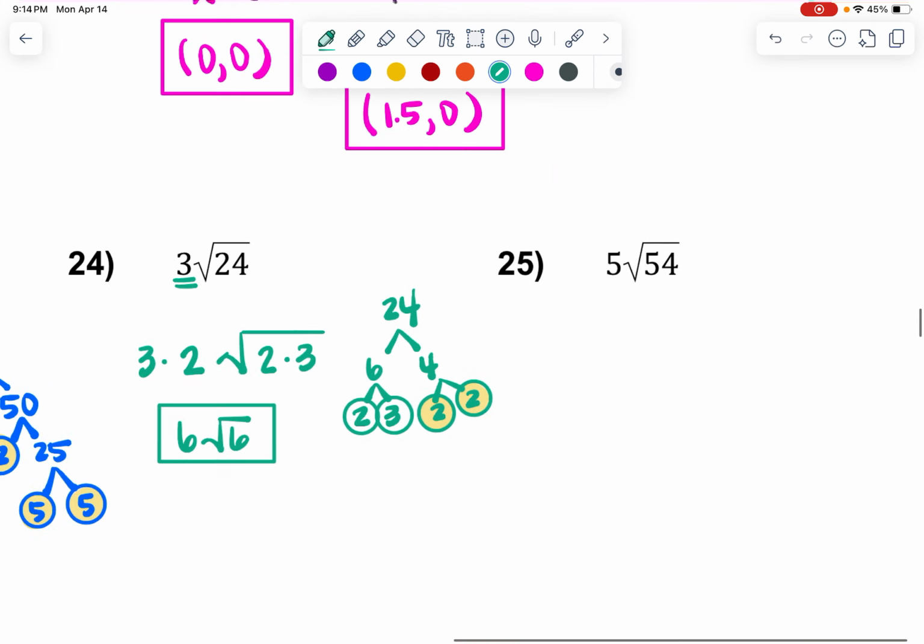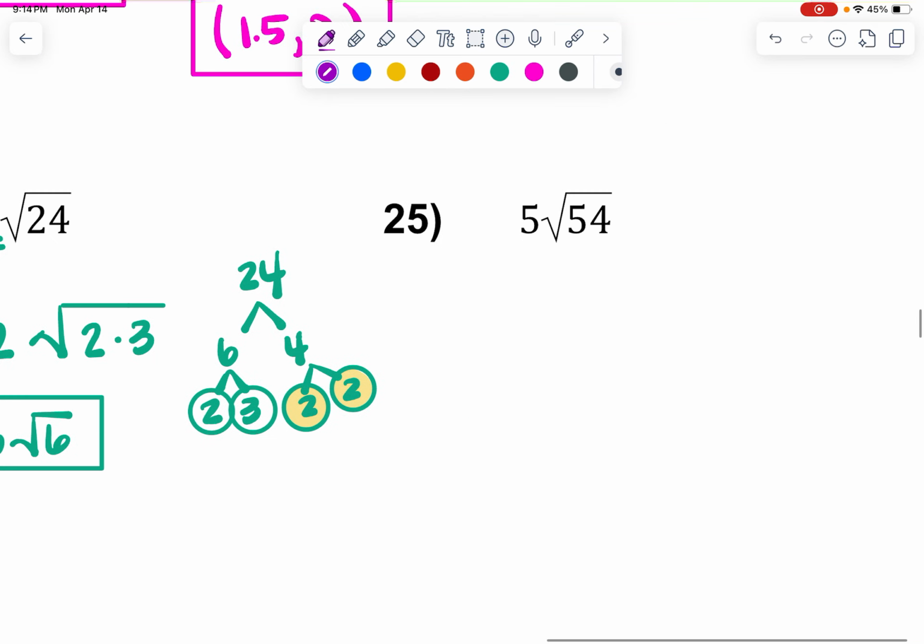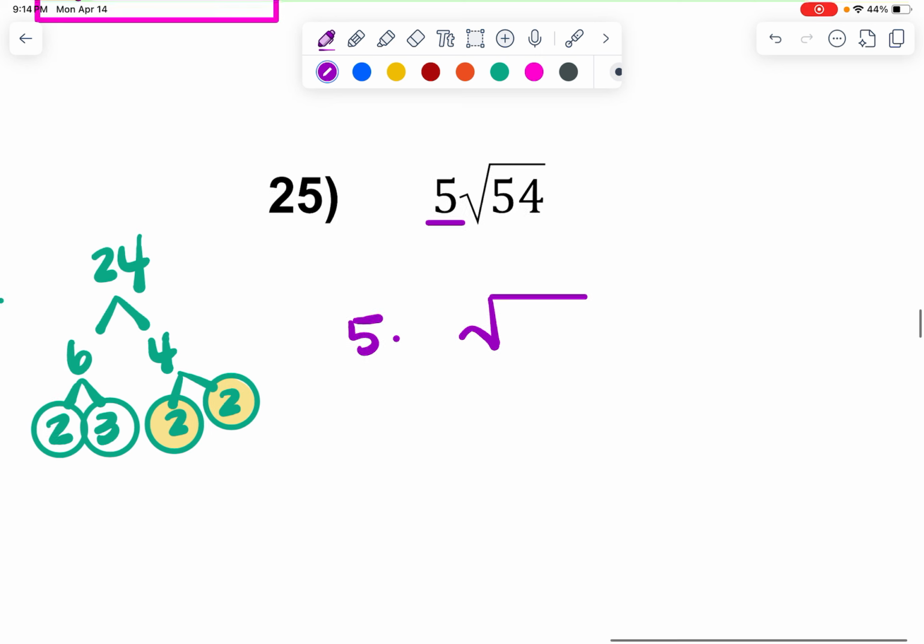Okay, and then last but not least, this guy over here, notice he already has a 5 multiplier in the front, right? So when I simplify my radical, I already have a 5 multiplier out there. So I'm just going to go ahead and get him set up for that.